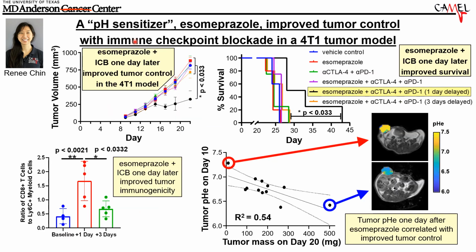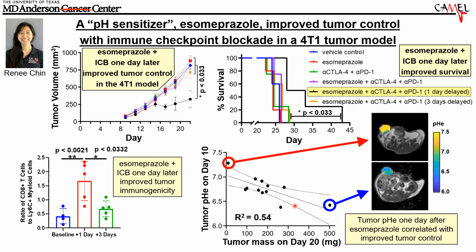In vivo, we see that esomeprazole followed by immune checkpoint blockade combination antibody therapy 1 day later does improve tumor control. It also improves mouse survival. It improves the immunogenicity within the tumor as evaluated with flow cytometry. And then this data point here that shows the improved tumor control, smaller tumors when we give the combination therapy, is representing a number of mice.